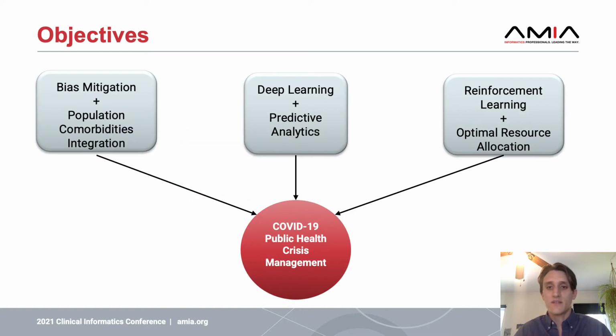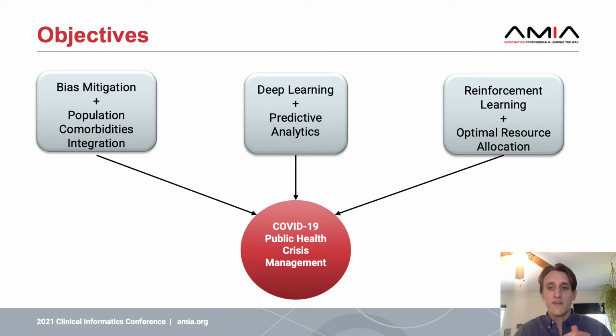With this context, we define three primary objectives for our model. The first is effective bias mitigation through the integration of comorbidity rates and other state-level population health statistics. The idea here is that if increased rates of comorbidities in a state lead to increased severe COVID cases, we want our model to represent and generalize that knowledge when making predictions for any state.